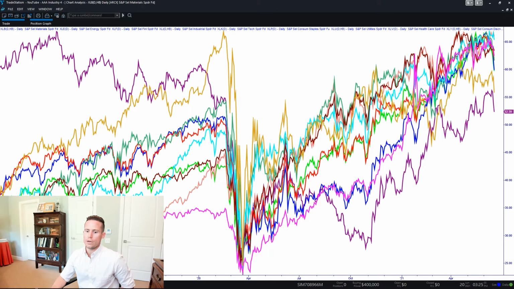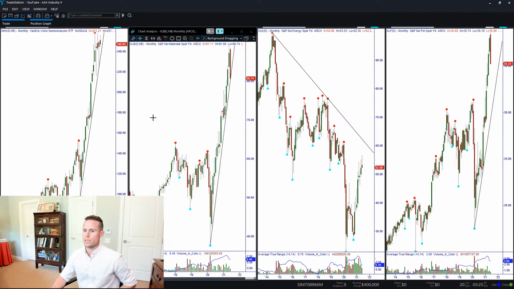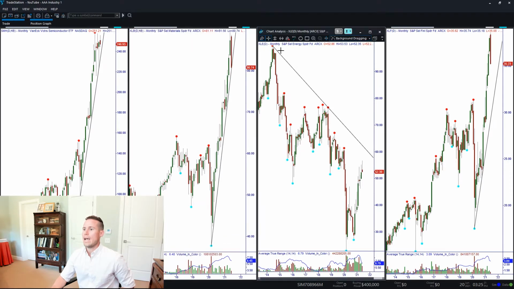Now, another easy way to do this is just look at the chart by itself, or look at the sector by itself. This is SMH, which is semiconductors. This is in a strong uptrend, so that's something that you'd want to go long. XLB, building materials, that's also in a strong uptrend. XLE, you'll notice, is in a downtrend.